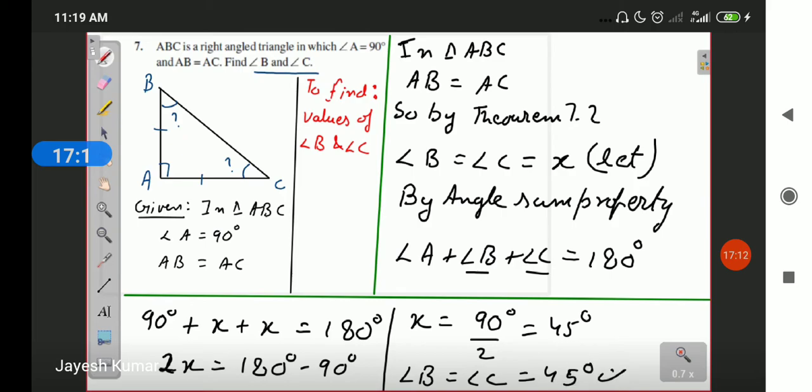Okay, so this is an important thing for you to remember. If you have a right angle isosceles triangle, that means the other two angles of the triangle, or you can say the acute angles of that triangle, are both 45 degrees. For a right angle isosceles triangle, its acute angles are both 45 degrees.